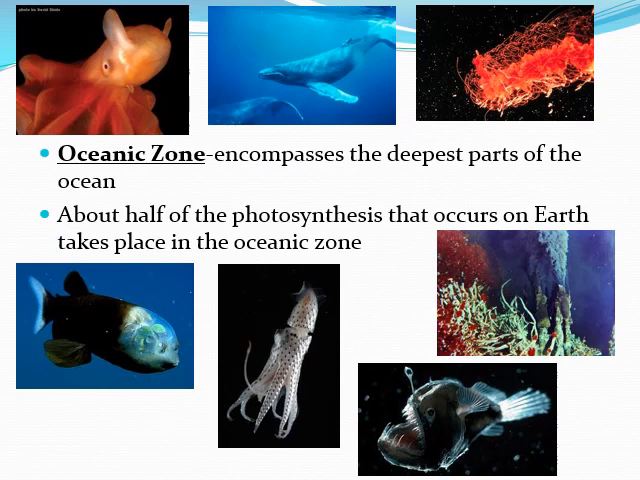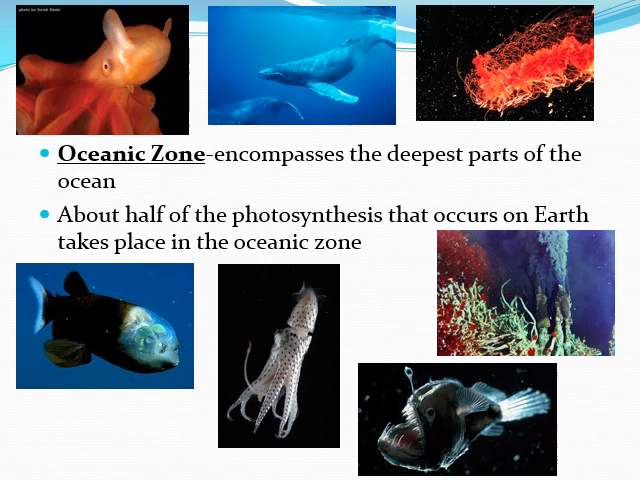So moving out into the big open ocean, which we call the pelagic zone and the benthic zone. Those two zones make up the oceanic zone, so that encompasses the deepest parts of the ocean. So this is way far out from land. About half of photosynthesis that occurs on Earth takes place in the oceanic zone. This area is so big that there's so much room for plankton to live there that about half of photosynthesis takes place there.